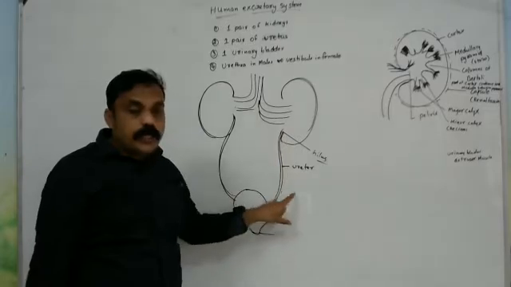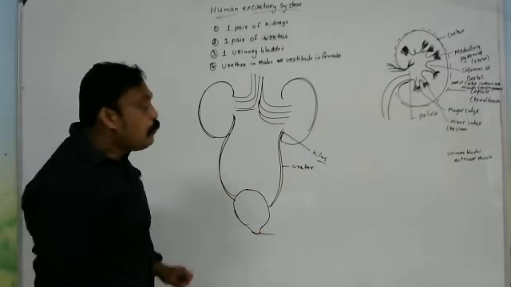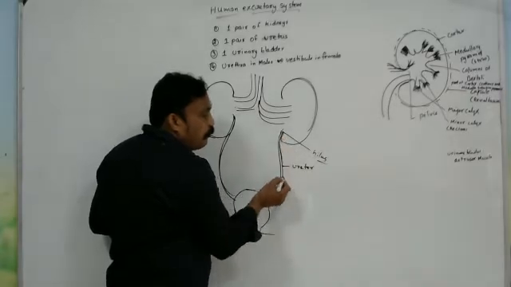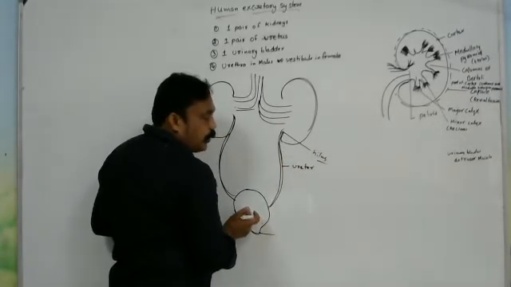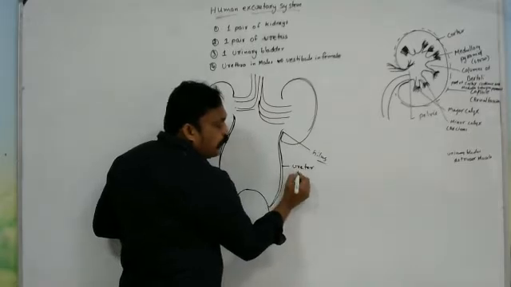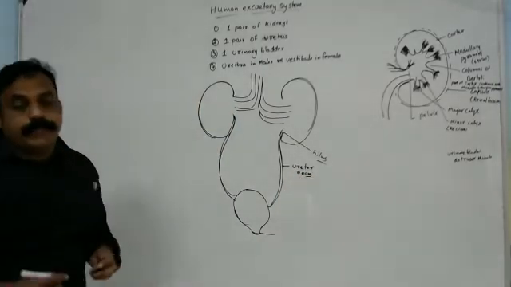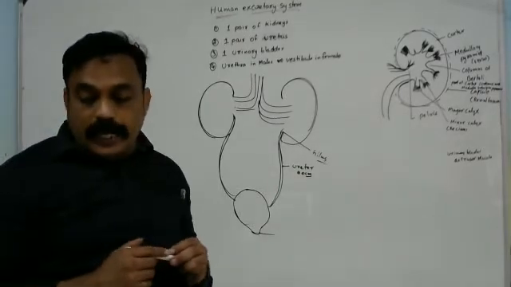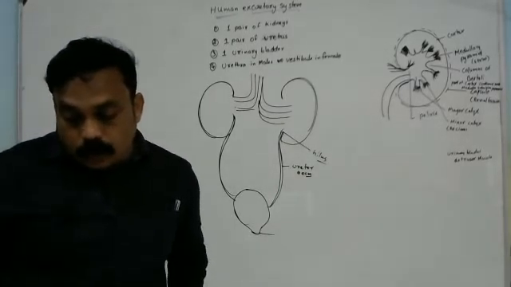What is the use of ureters? The one pair of ureters are useful for the passage of urine from the kidneys to the urinary bladder. Each ureter is approximately 40 centimeters, a very thin tube-like structure, which is attached to the kidneys.